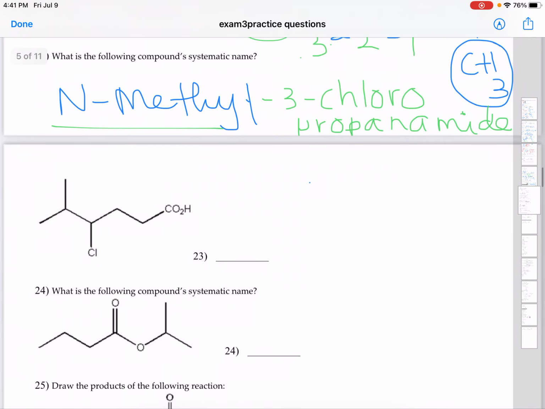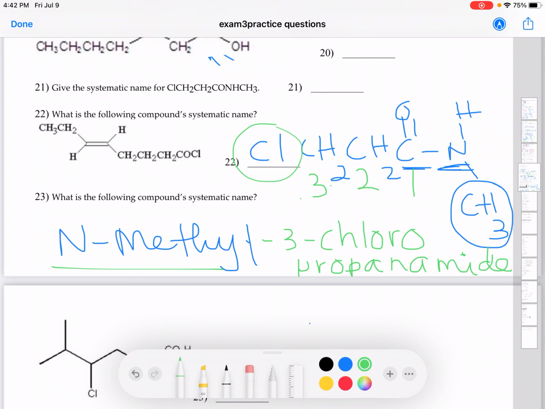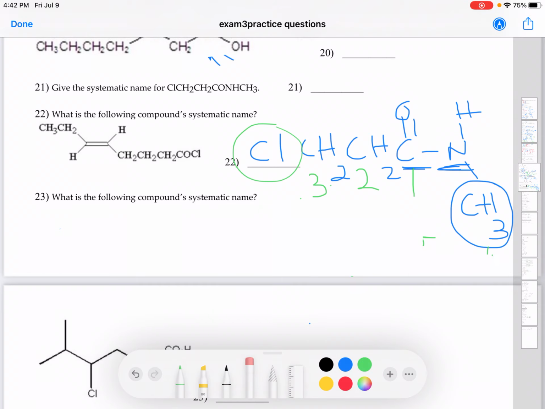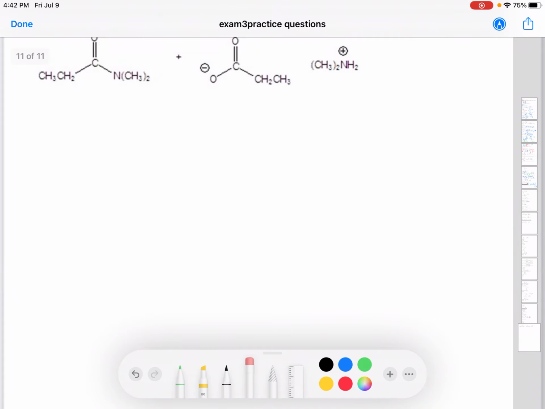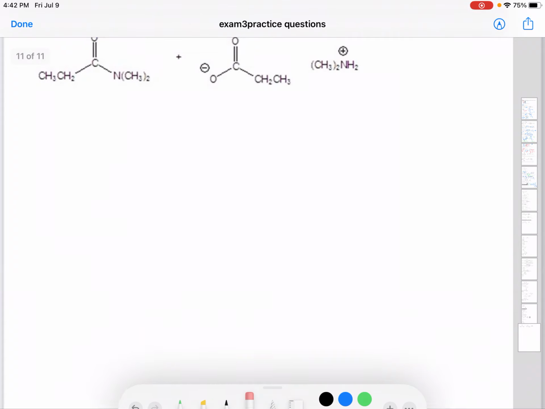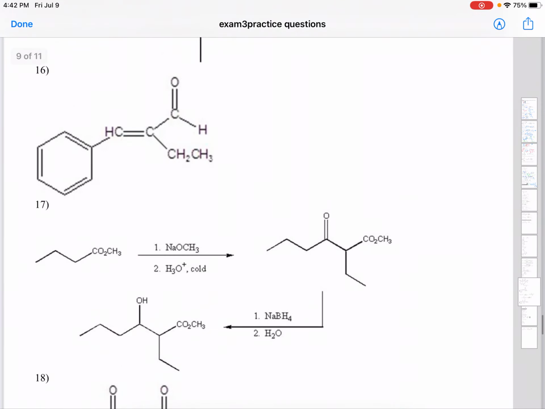Number 23. What is the following compound systematic name for number 23? Did we do 22? No, I didn't do 22. Let's do number 22 first. What is the following compound systematic name? That's an alkene. Is it cis or trans? Those are your answers.